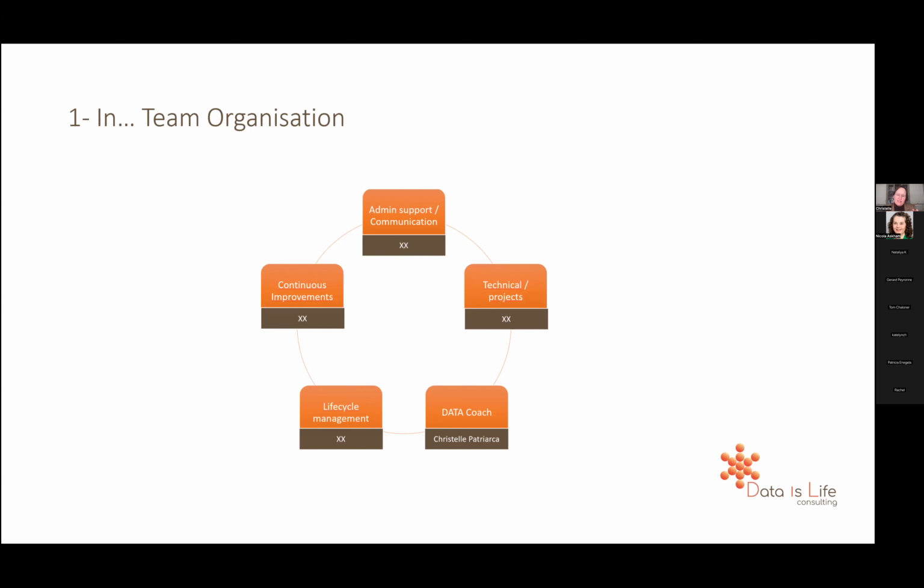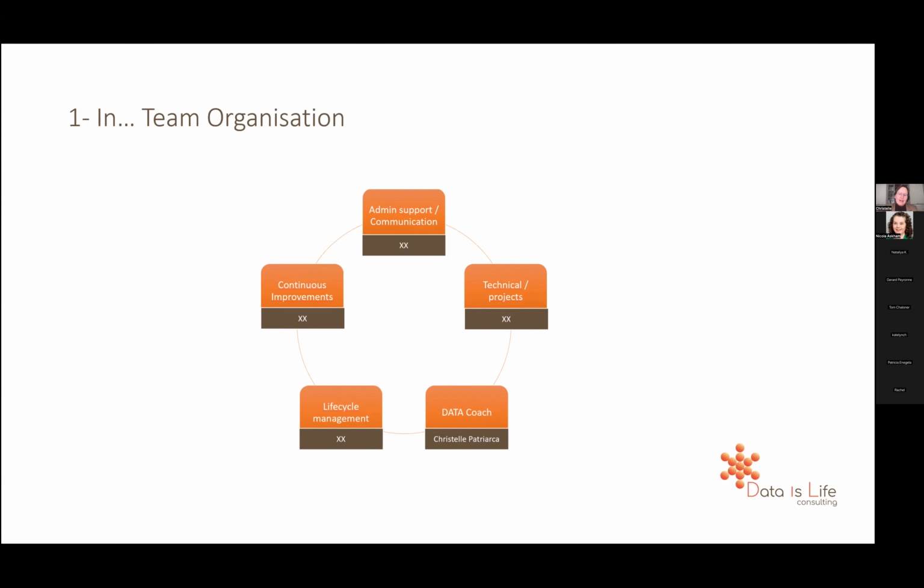And in the end, it finalized this way. So we had someone in charge of lifecycle management, someone more on continuous improvement, another one more on the admin support and the communication, and the last one more on the IT part, technical and project. And I was myself more the organizer, so I was making sure that everything was working well. And I was the go-to person to ensure that when a decision needed to be taken, we were onboarding the right people, and I was making the connection with the advisory board that we created, which was another topic.